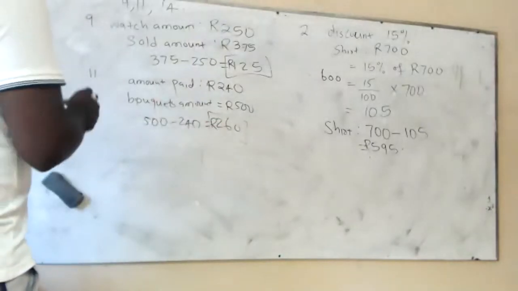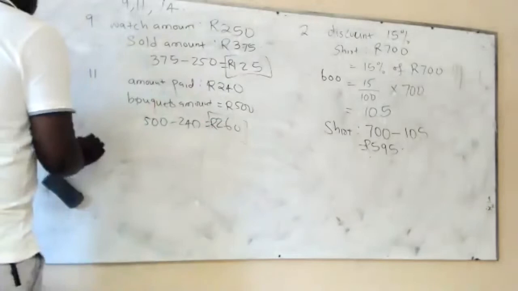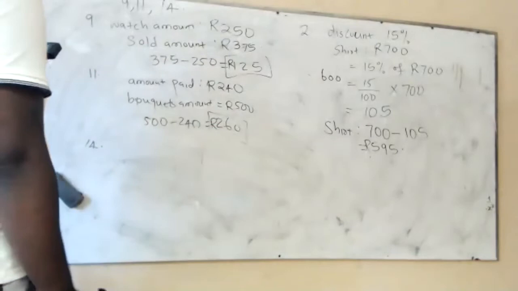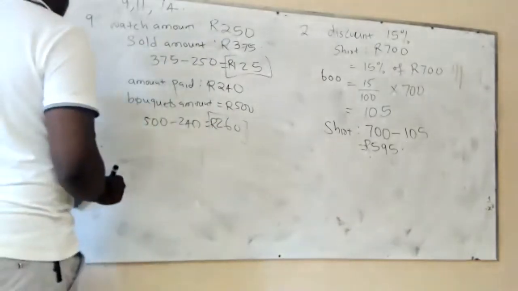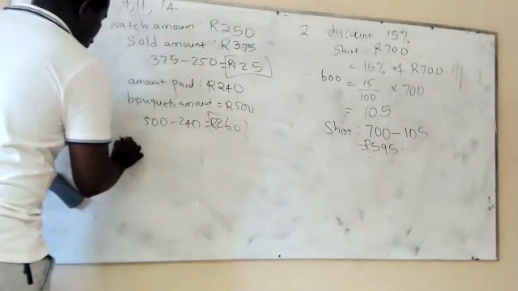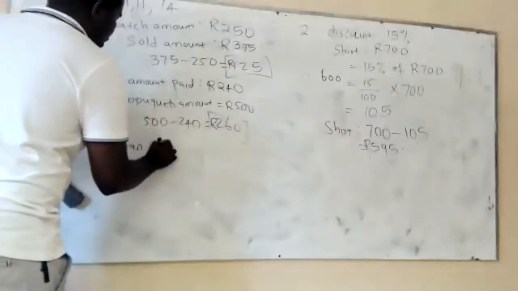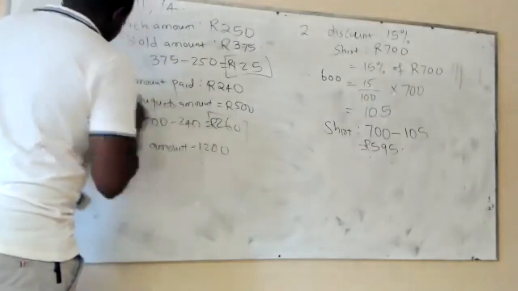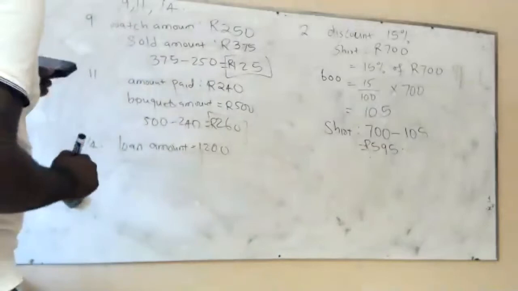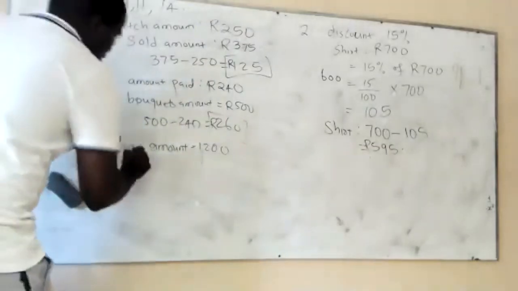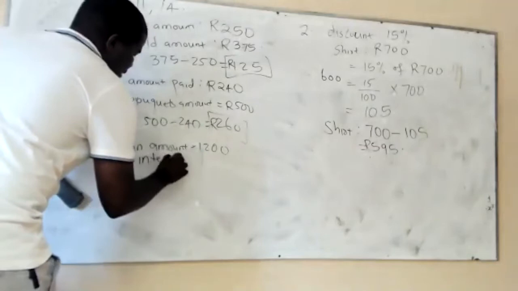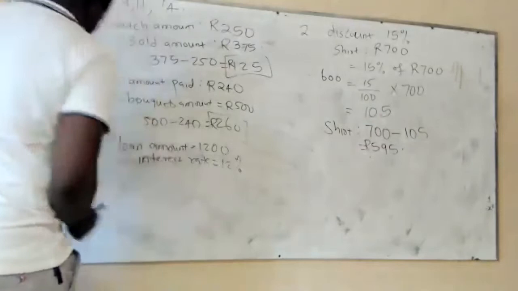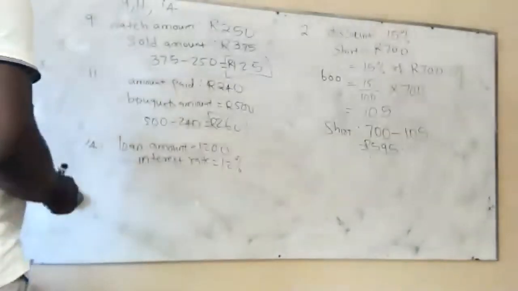Okay, then now let's get to question number 14, which says Sam takes out a loan of 1,200. Loan amount is 1,200. If the interest rate is 12%, so we're given the interest rate, which is 12% per annum. How much interest will you pay?